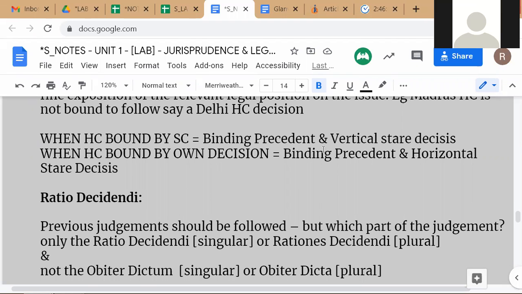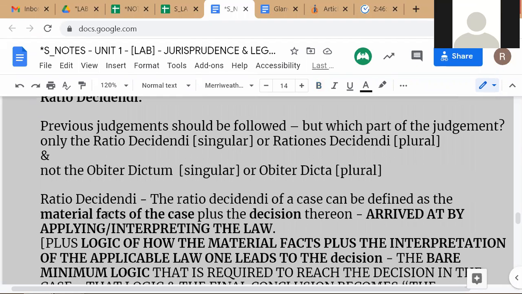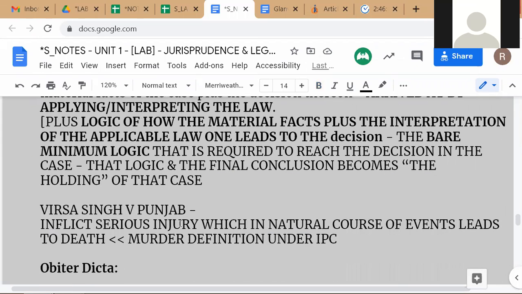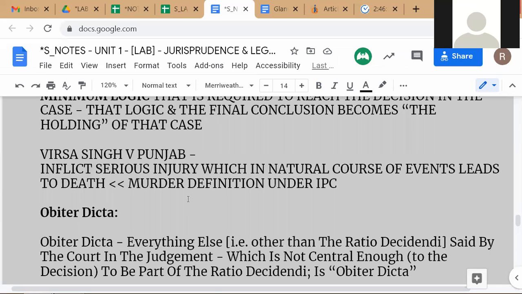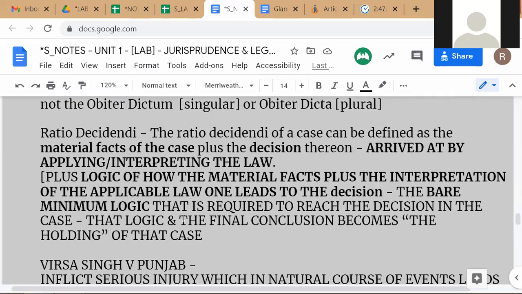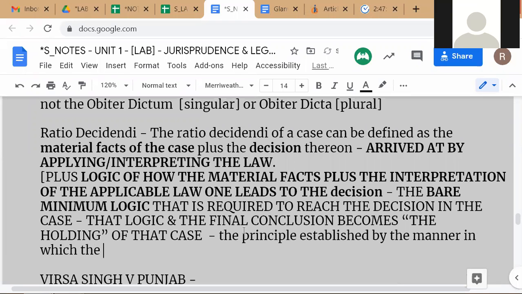Yes, sir, got it. So ratio decidendi, as we said, is basically the learning, the takeaway, in a loose way, from a case. What is the takeaway from this case? What is the principle laid down in this case? That could also be the principle established by the manner in which this case was decided.